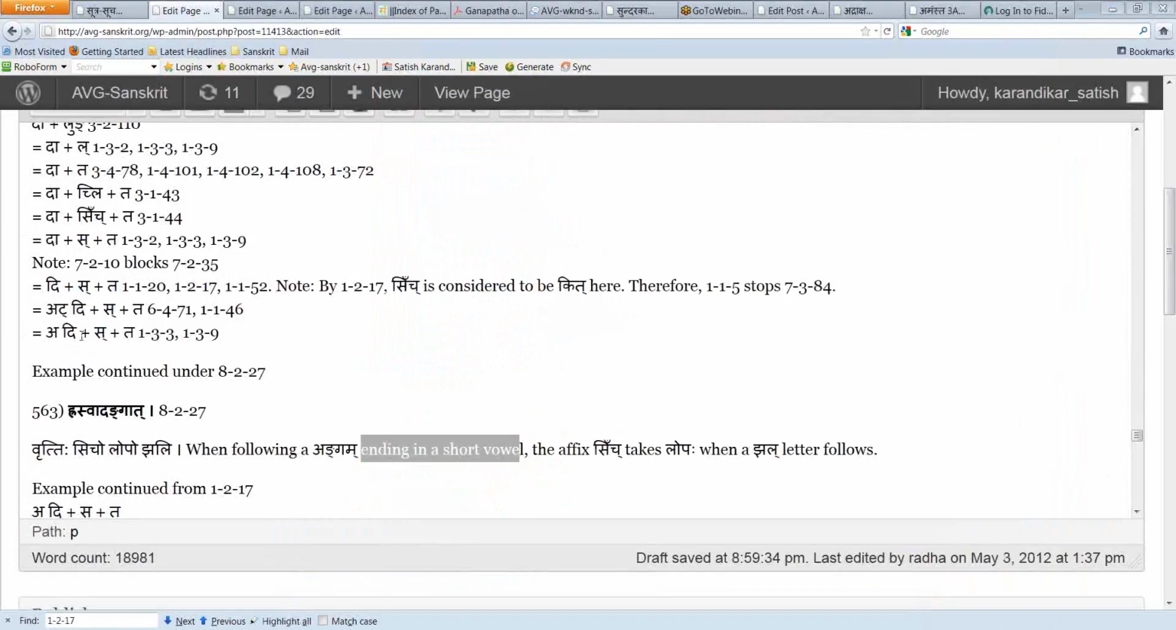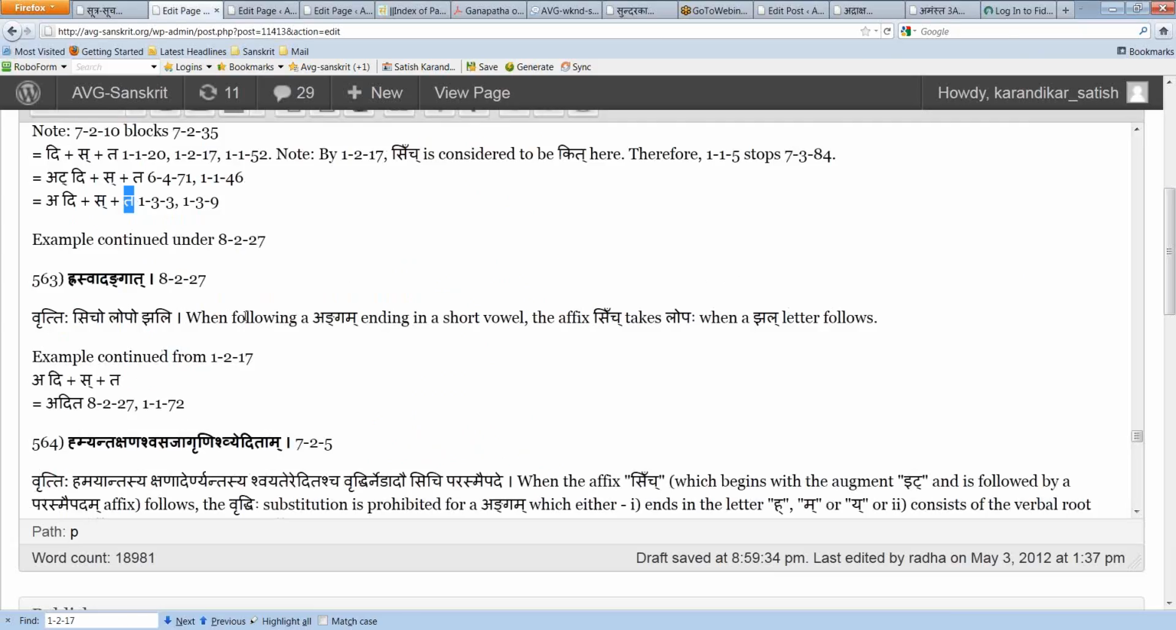So we have di sa ta. So this ikara is a rasvantamangam, the ikarantamangam. It's followed by a jal letter, which is takara here. So then we get the rasvadangat, the lopaha. We get adita. Rasvadangat. Yena vidhisadantasya, so rasvantadangat. Okay, let us stop with that.